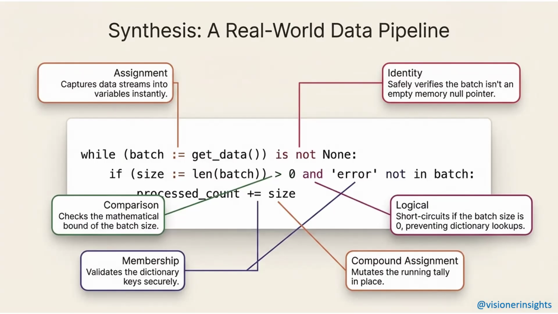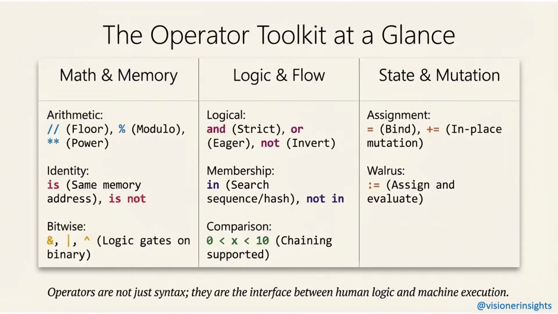And all of that brings us to our ultimate cheat sheet. When you're thinking about operators, it's really helpful to group them into 3 main jobs. You've got the ones that handle math and memory, the ones that control logic and flow, and the last group that manages state and mutation. If you can keep this mental model in mind, it'll help you pick exactly the right tool for any programming challenge you face. So let's end with this final thought.